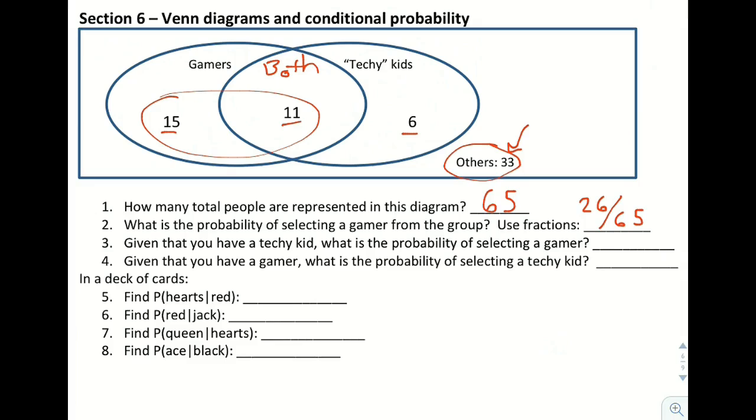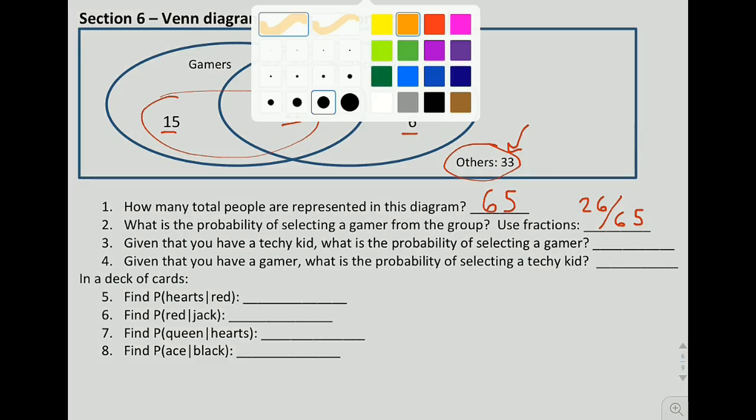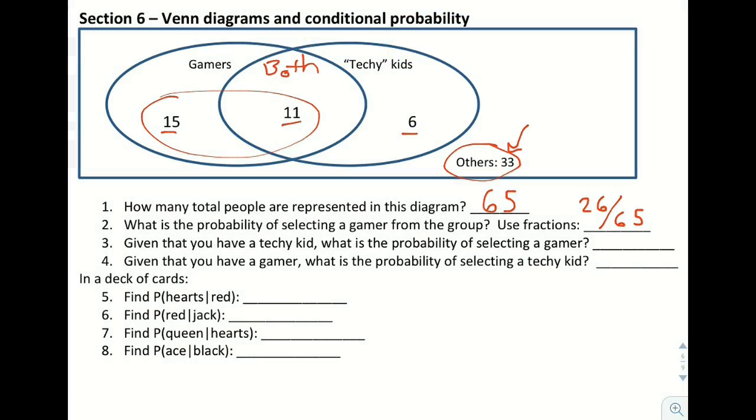The next part says, given that you have a techie kid, what is the probability of selecting a gamer? This is where things get challenging, when you have this given or this condition. Given that you are a techie kid means that you have to come from within this bubble right here. If you don't come from this bubble, it does not count. So all we are going to look at is that yellow bubble that I just highlighted, the techie kids bubble.